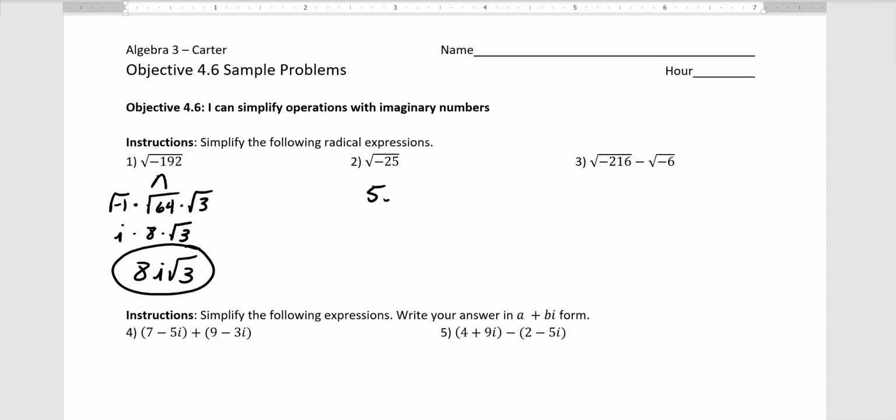The square root of negative 25, this one's easy. This one would just be 5i, right? Think of it as the square root of negative 1 times the square root of 25. 5i.